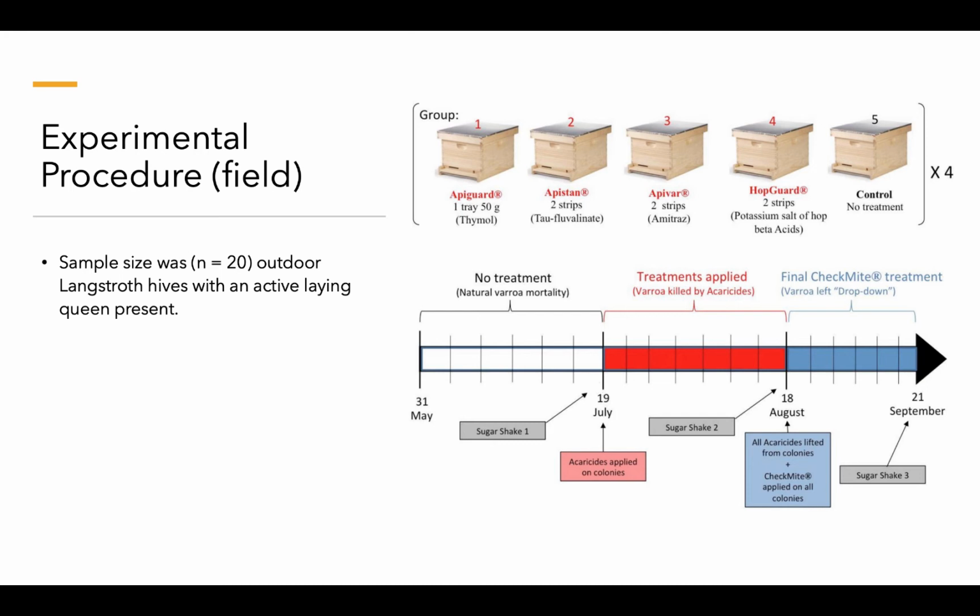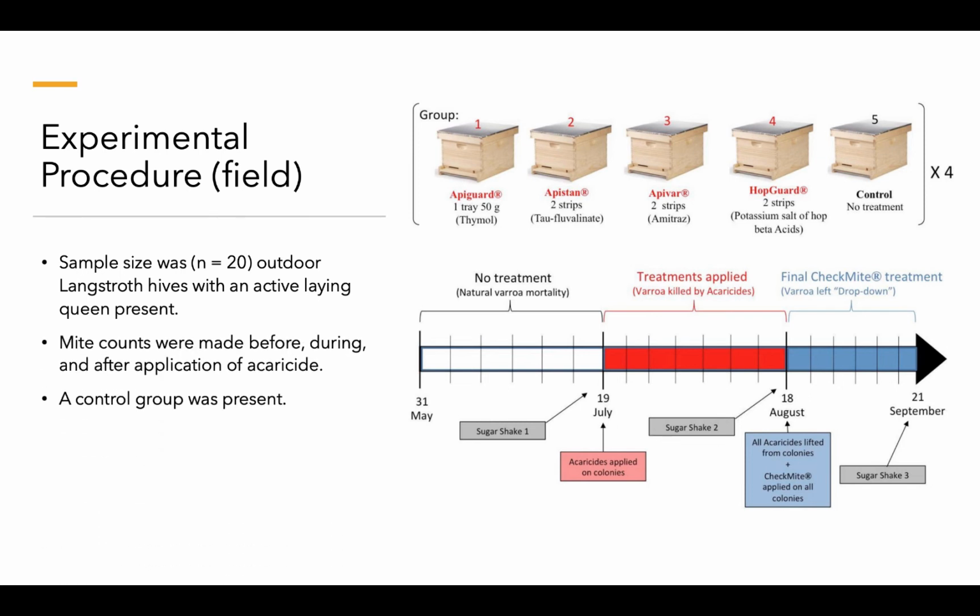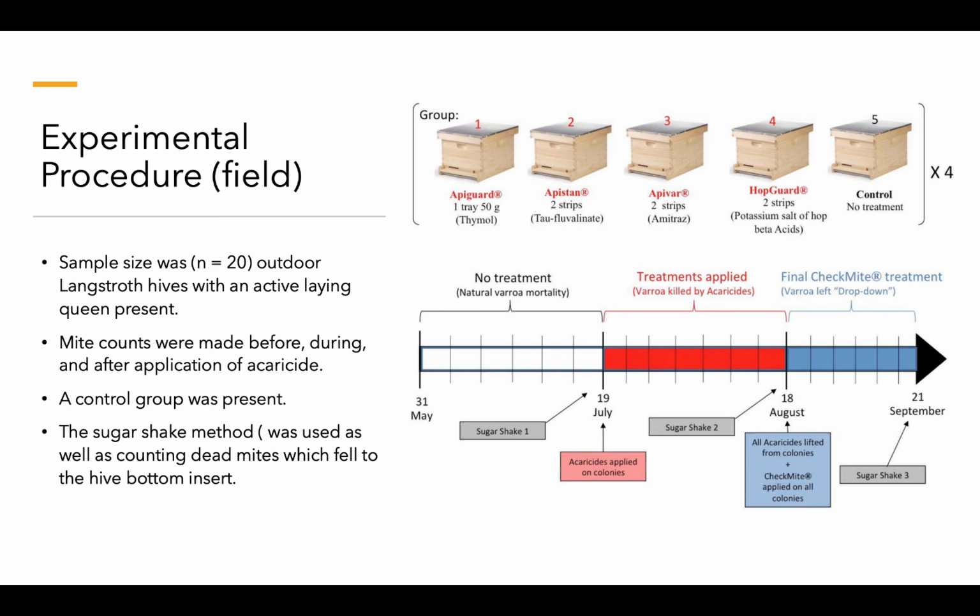Now the acaricides are applied. And following that, they have another sugar shake. So after the acaricide is applied, there's a test run to get a number there. And then finally, after they do the final removal, a test is done. So you have 3 tests here, the before, the during, and the after, to get the numbers that you want to work with. And again, a control group is present and the sugar shake method was used.